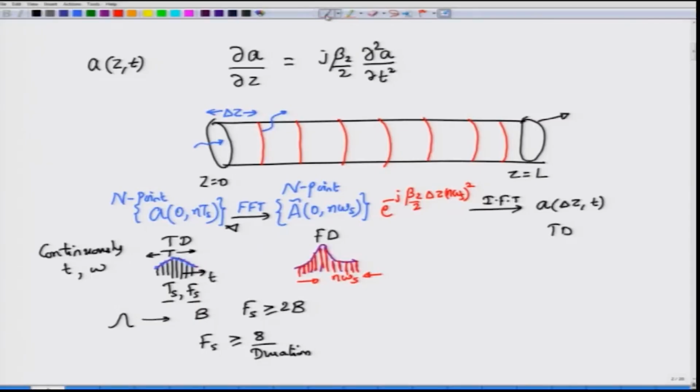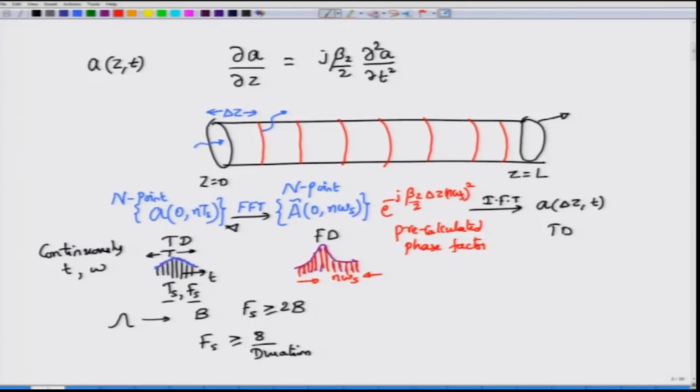You simply take the Fourier transform, and from the Fourier transform you multiply that with the phase factor, and this phase factor can be calculated beforehand. That is why this is sometimes called the pre-calculated phase factor. And this pre-calculated phase factor does not change every time you run this algorithm, because once you fix delta z, the frequency array is fixed and all these things are also fixed.